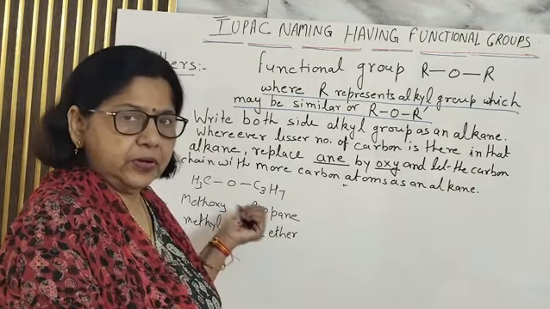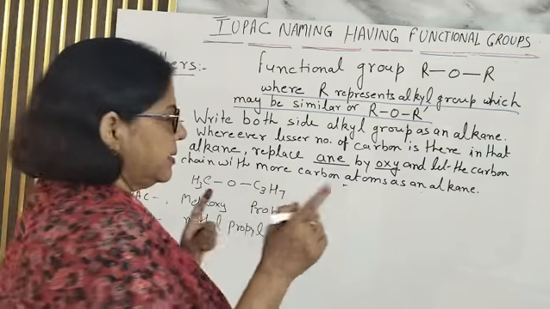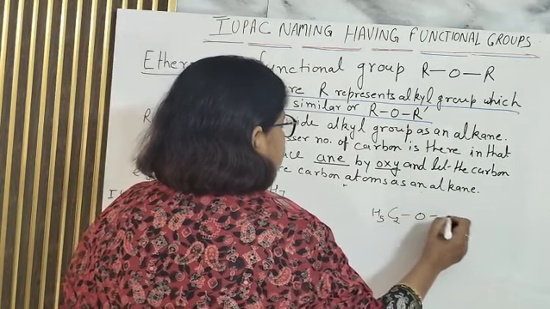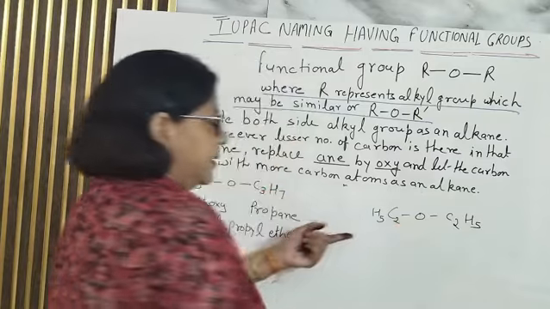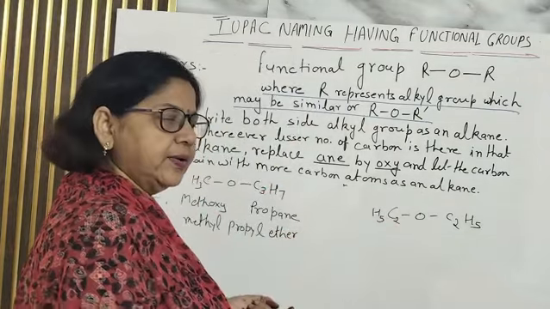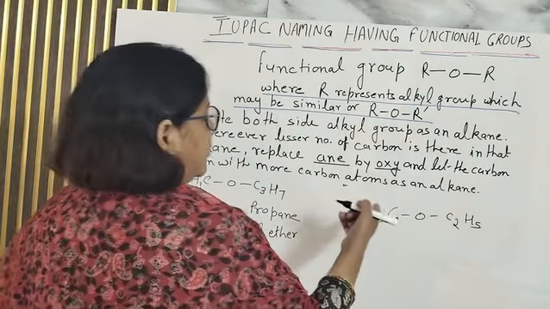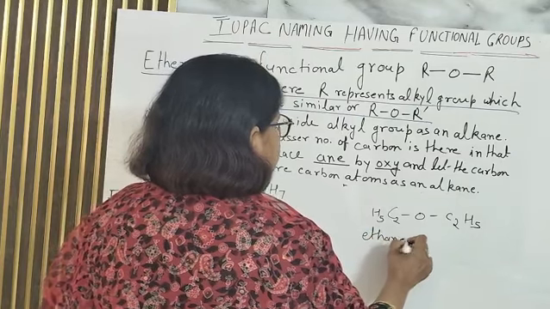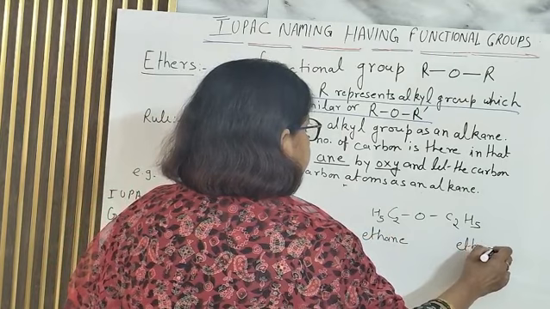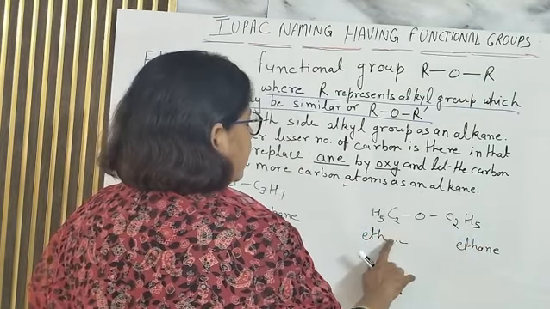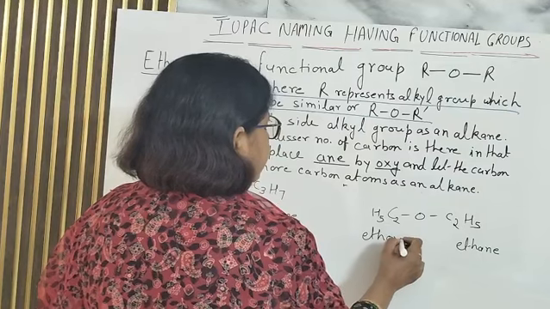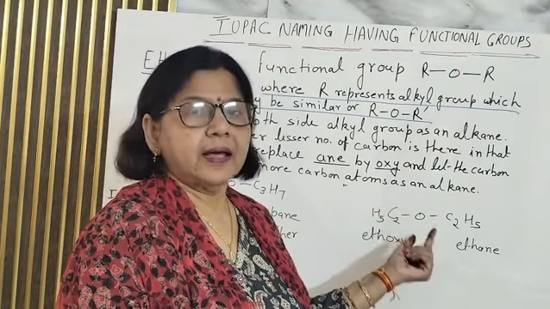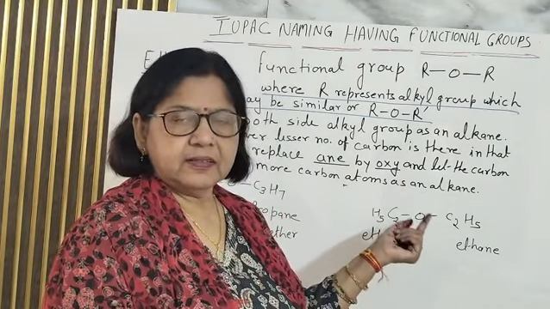Fine. So in that way you will do it. And again, if both sides are the same, I write here C2H5OC2H5. Then in that case both are the same, so you can write oxy on any side. Prefer to write it first, so it will be ethoxy. You write ethane and ethane, then replace ane by oxy. The name will be ethoxyethane or diethyl ether. I think the things are clear to you.